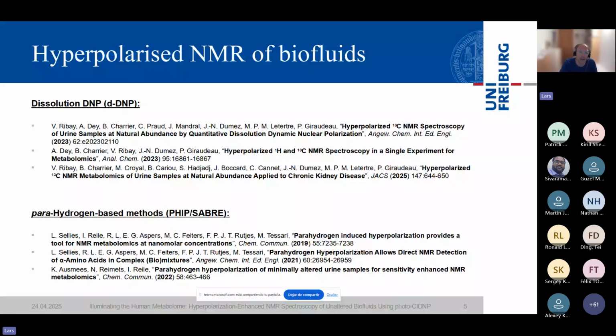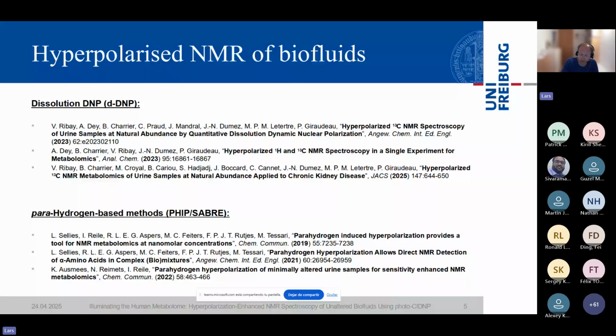So when we started this project, we were basically asking ourselves, dissolution DNP has been applied, parahydrogen has been applied, and if you come from a photo-CIDNP background, it's kind of obvious that you ask yourself, has anyone in the photo-CIDNP field ever applied this method for the analysis of complex mixtures? And we screened the literature, and well, we didn't really find too much, to be honest. And this is probably the main incentive for us to give it a shot and just try it out and see what happens.